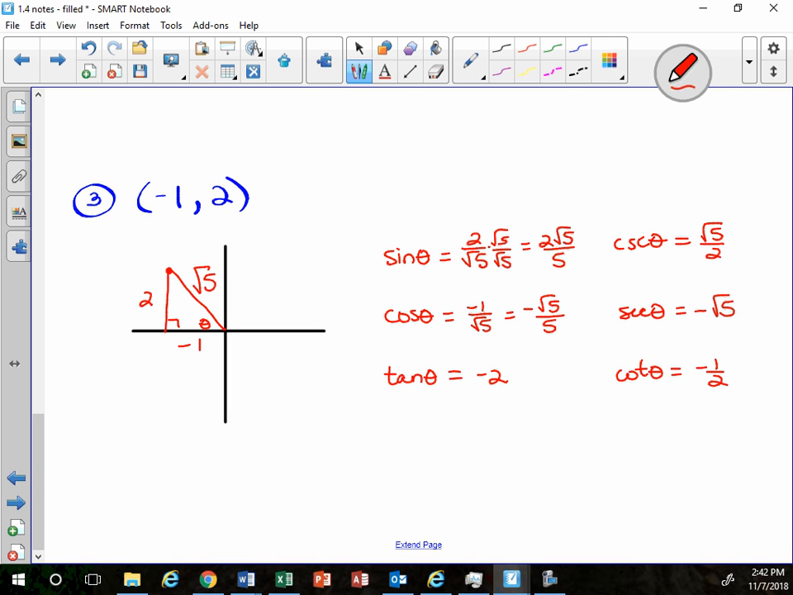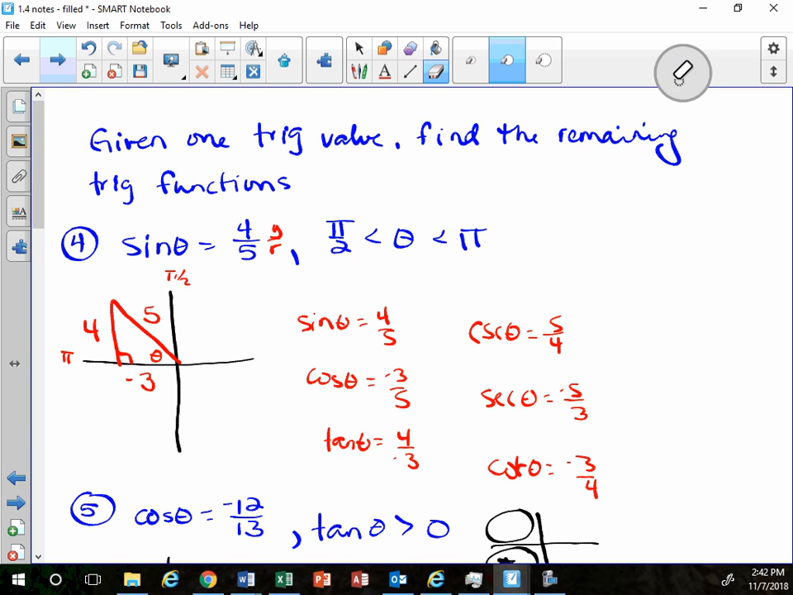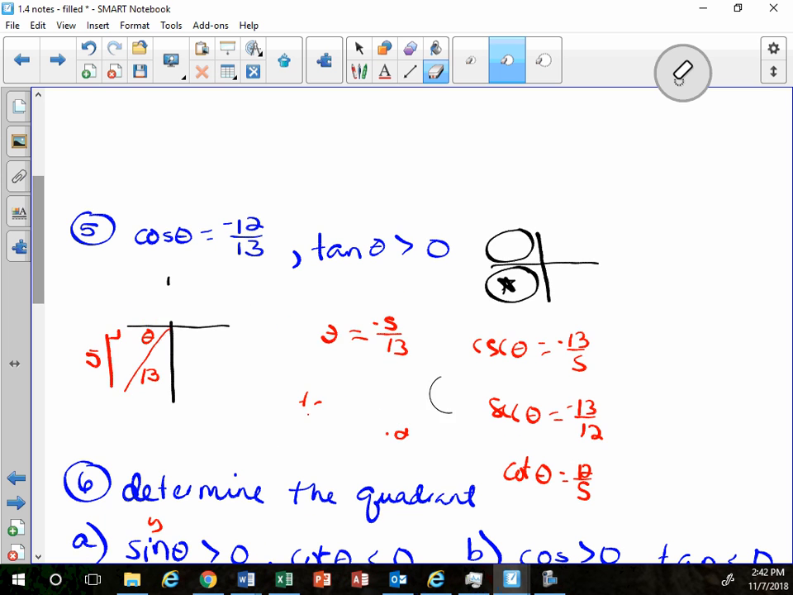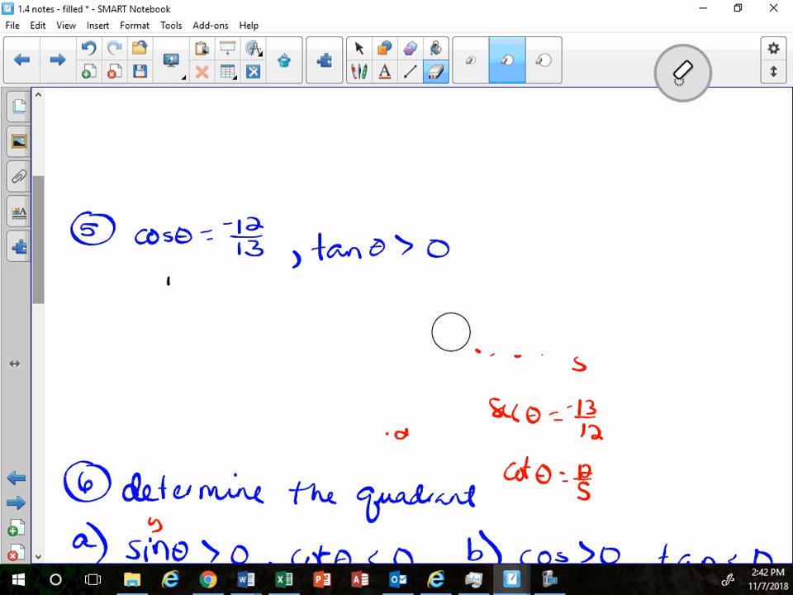Are we okay with this: if I give you a point, you can find the other trig values? Yes? Okay. Let's do something else with it now. Let me do some erasing here. So hold on, don't write anything just yet. No new stuff.